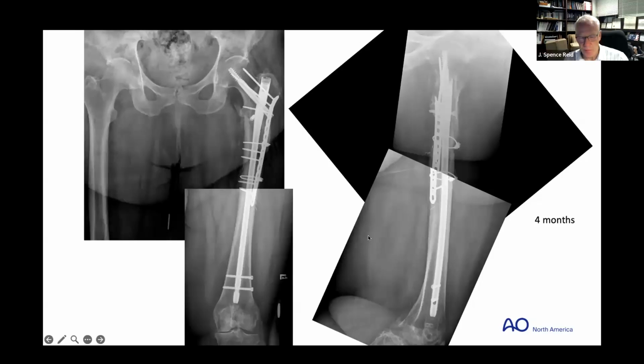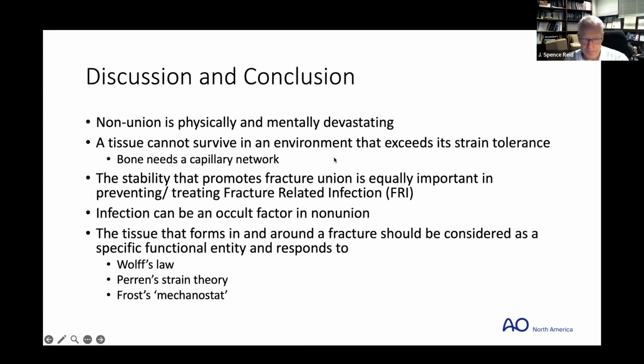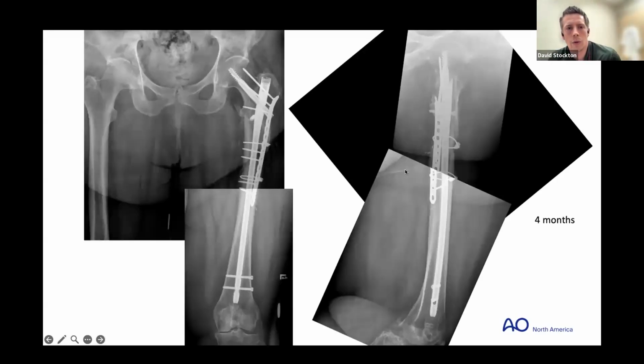I got a question for you from one of the participants. The question was, if you had to fix this initially, would you have done a nail plate combination, or would you have just done the nailing in a perhaps more stable way? Yeah, so initially, I would have approached this from a lateral position.